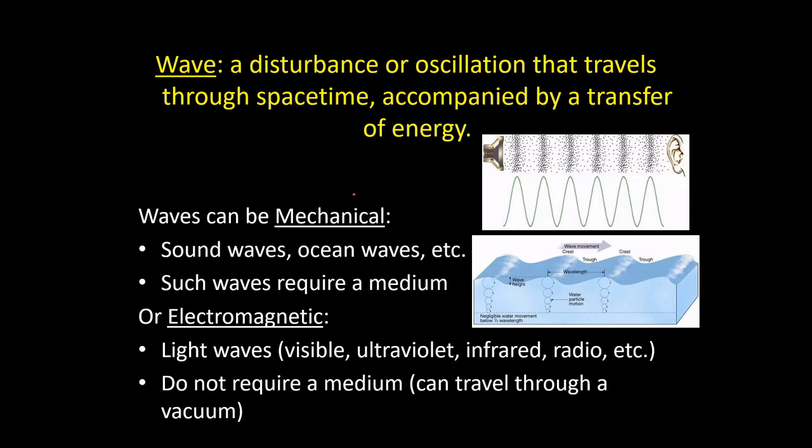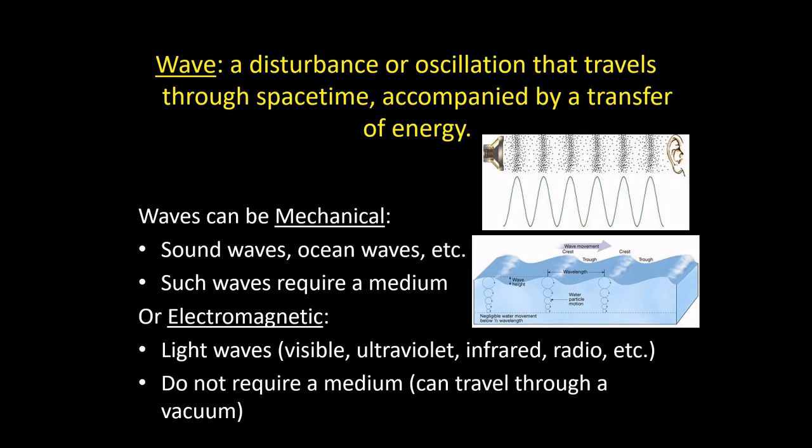All right. So a few other things here about waves, just in general. A wave is a disturbance or oscillation that travels through space-time, accompanied by a transfer of energy. So all waves have energy. Some waves have more energy than others, but we can also break waves down into even smaller groups. So we separate waves into mechanical and electromagnetic waves.